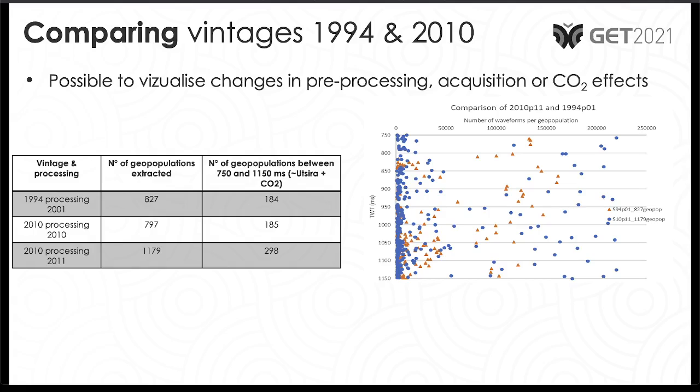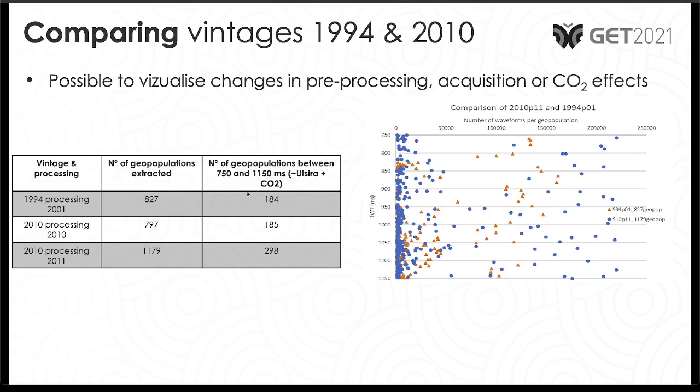In the literature, it is mentioned that more horizons are eliminated by the CO2 over the years, horizons that were not seen on the '94 baseline. Here we just compared the '94 baseline and two reprocessings from the 2010 vintage, in 2010 and 2011. You see that the number of geopopulations already greatly differs, with more than 1,000 geopopulations for the 2011 processing versus 800 for the 2010.